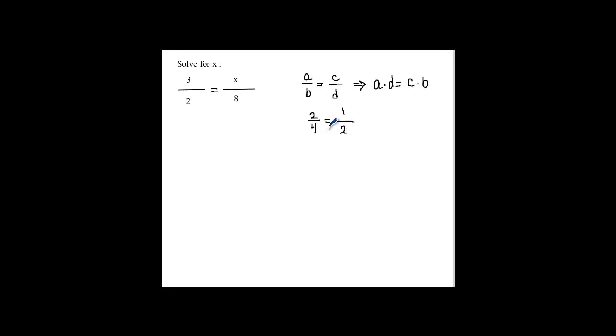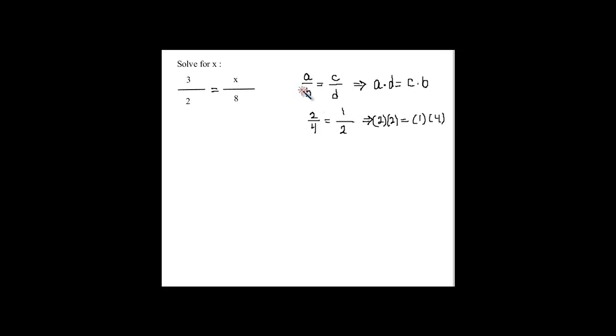Now, if you look carefully here, if I cross multiply the numbers, their products would be exactly the same as each other. So 2 times 2 is equal to 4. 1 times 4 also is equal to 4. So as you see here, 2 times 2 is equal to 1 times 4.